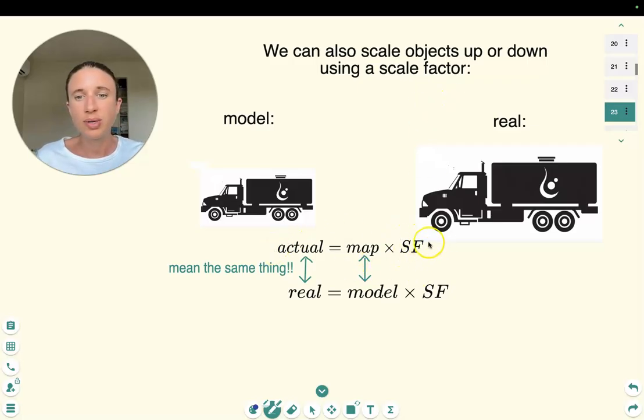So notice this, we have memorized from previous videos, actual equals map times scale factor. We could replace it with: the real, or the actual, is the model times the scale factor. Actual means real, map means model. So here we might have a model truck and we're timesing it by the scale factor to get to the real truck's length.